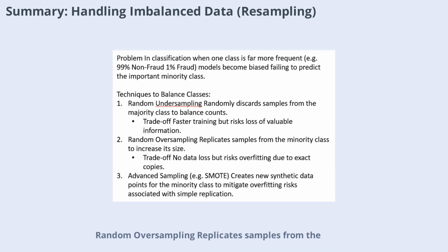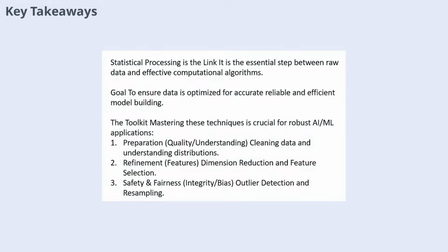Random oversampling replicates samples from the minority class to increase its size. Trade-off: no data loss but risks overfitting due to exact copies. Advanced sampling, e.g. SMOTE, creates new synthetic data points for the minority class to mitigate overfitting risks associated with simple replication.